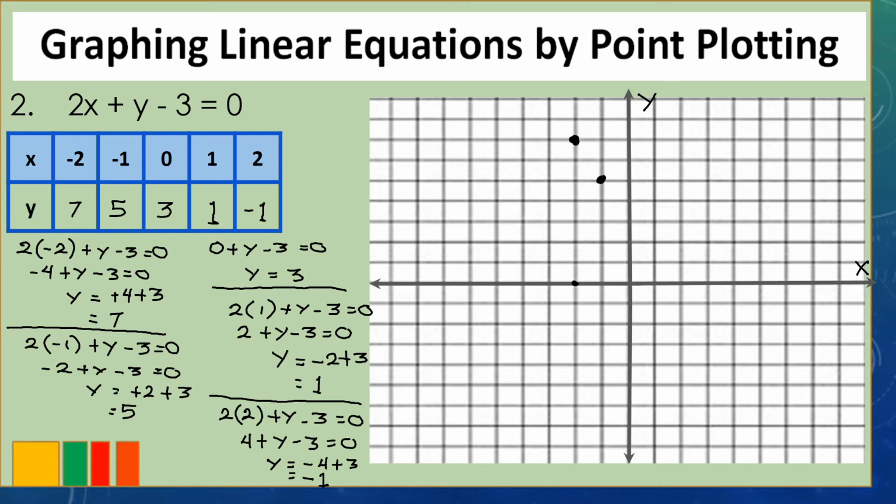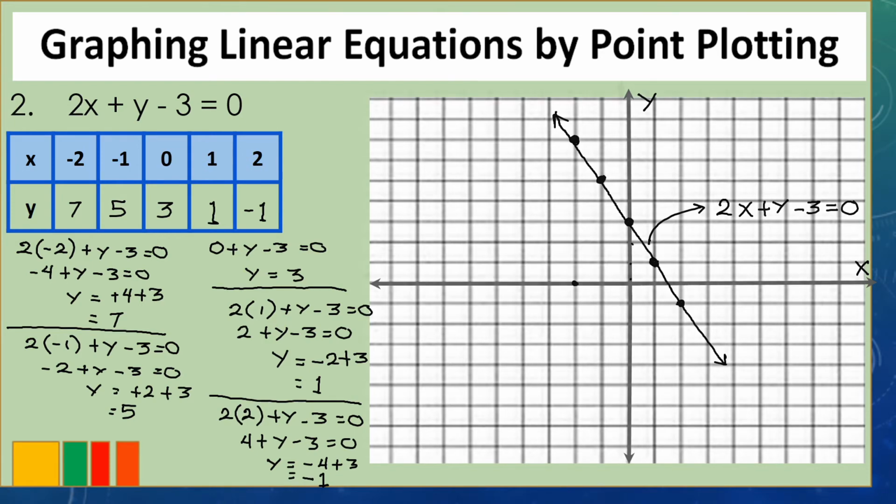It will be here. And then for our next, 0 and 3. For 1 and 1, 1 of x and 1 of y will be here. For the fifth ordered pair, we have 1, 2 of x, negative 1 of y. It will be here. Now, after that, you just have to connect the points. This line is the equation 2x plus y minus 3 equals 0.